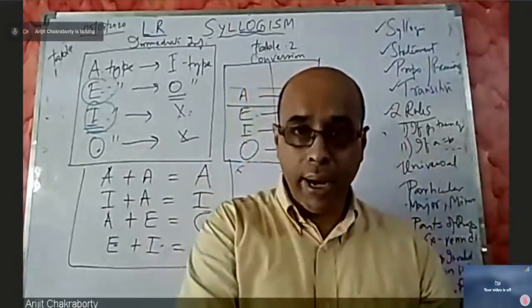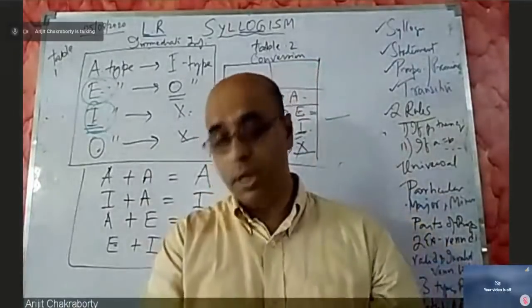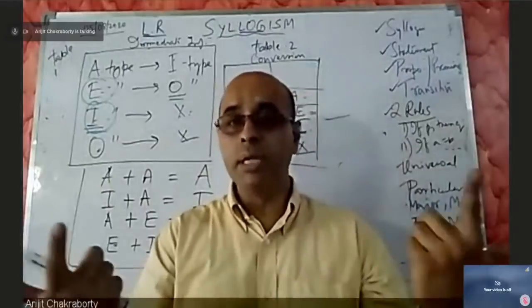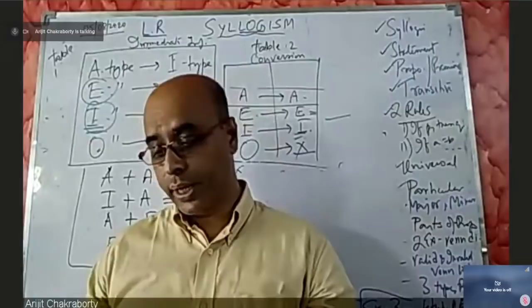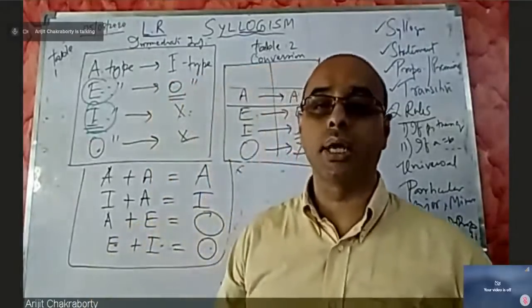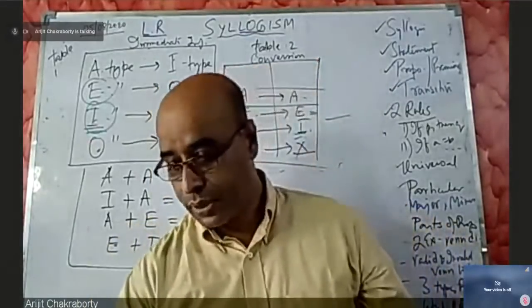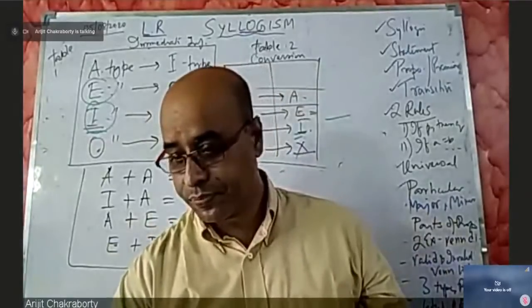Here it is: all pens are cups, all cups are bowls. That means what? All pens are equal to bowls. So the conclusion is all pens are bowls, and that is the right alternative. So here option A is correct.